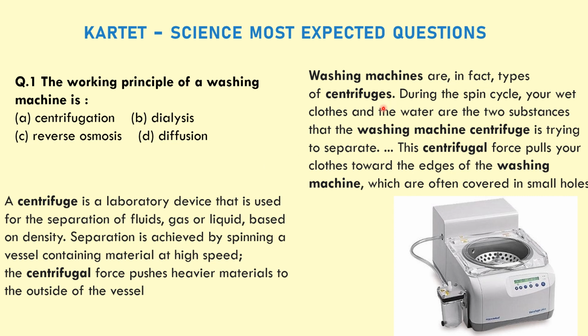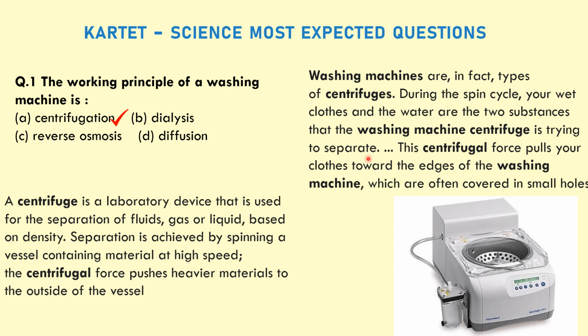Coming to the washing machine, this is also an example of centrifuges. During the spin cycle, you can observe in the semi-automatic washing machine, the spin cycle is given separately. The wet clothes and the water are the two substances that the washing machine centrifuge is trying to separate. In the spinner, you keep the wet cloth. Then you switch on the spinner, and it starts rotating at a very high speed. When it is rotating, you can observe the water come out, while the cloth remains in the tub.